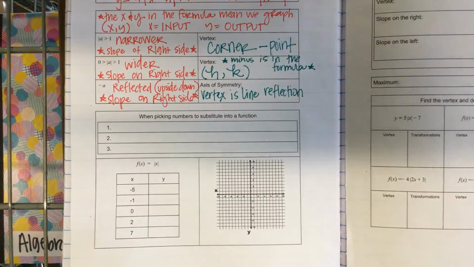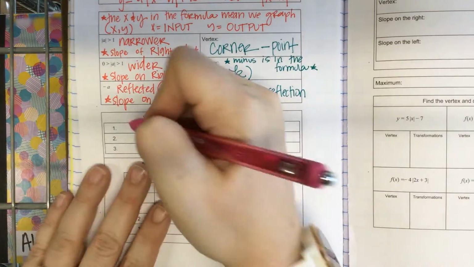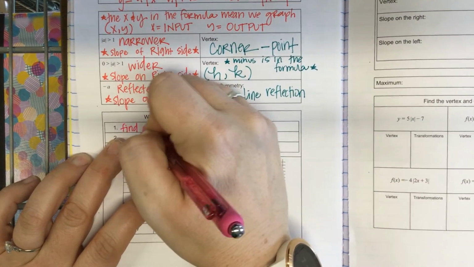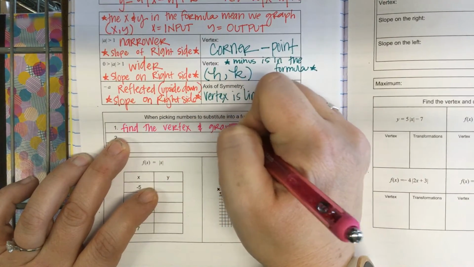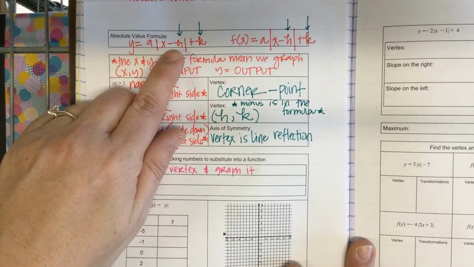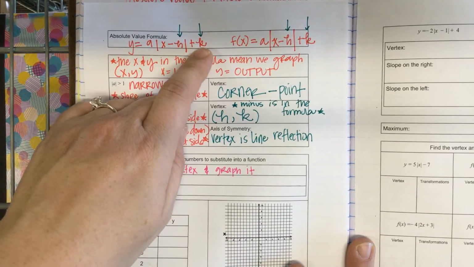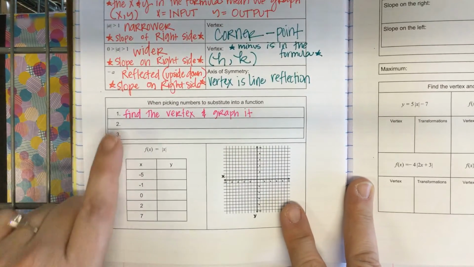All right, so we're going to talk about graphing these. There are a couple of ways of graphing them. When you graph, one thing you could do first is find the vertex and graph it. The vertex is the h comma k. So what's being added or subtracted inside the absolute value, and what's being added outside. So find the vertex and graph it.